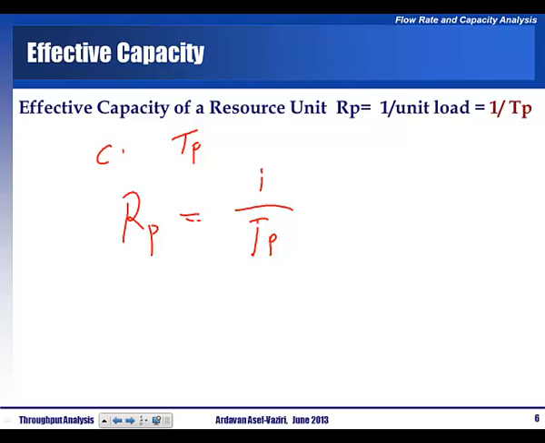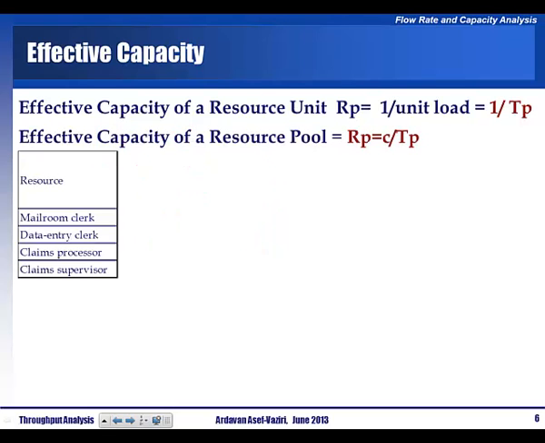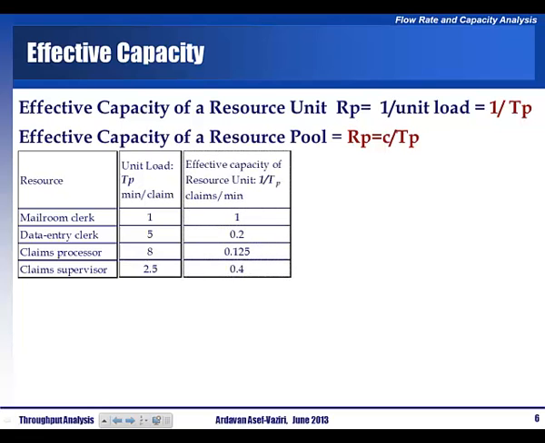When I have C resource units, then RP is equal to C divided by TP. And C is the number of resource units in the resource pool. Now let's look at this situation. These are my resources, unit load, TP, minutes per claim: 1 minute, 5 minutes, 8 minutes, 2.5 minutes.